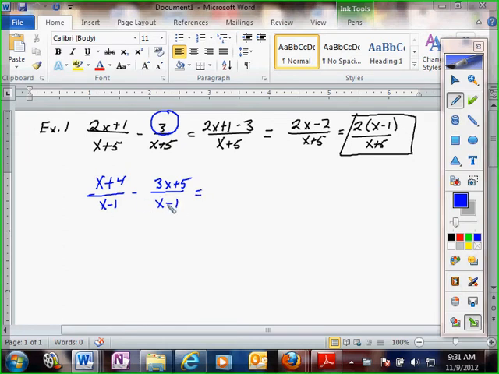Well, my denominators are the same, so I can just bring that on down over here, x minus 1. So I have x plus 4. But when I begin my subtraction now, because this subtraction sign applies to both of these terms, I must open up a set of parentheses so that I distribute this minus sign throughout and apply it to each term. So be very careful with that. Okay? Let's look at example 2.